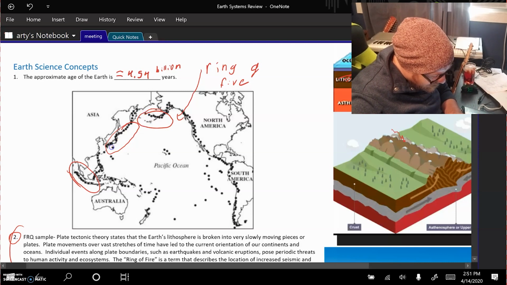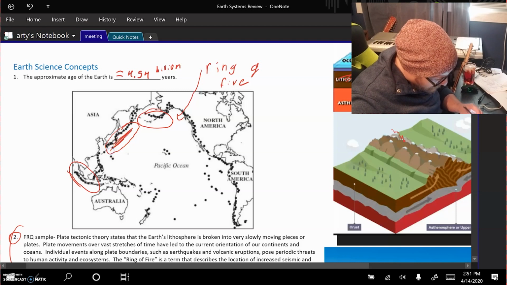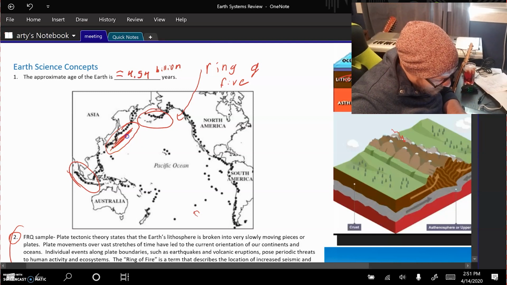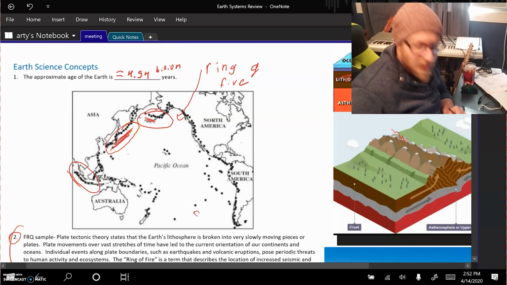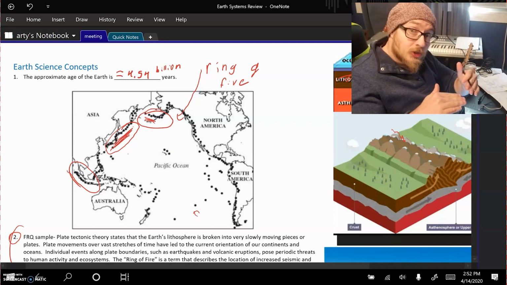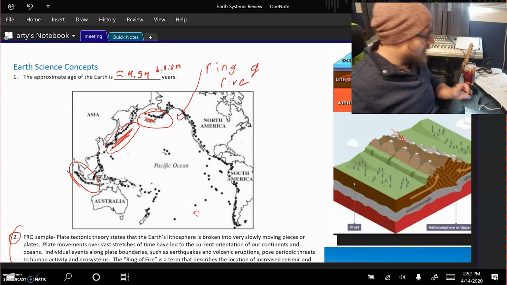So anytime you see these long straight chains of volcanoes, right? If I had the full problem, all these dots are considered volcanic activity. Anytime you see these areas with long chains of tectonic activity, that's usually a hint that you're at a subduction boundary, and you're going to see quite a bit of island arcs there.